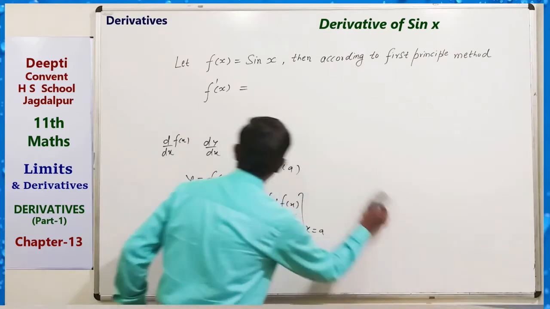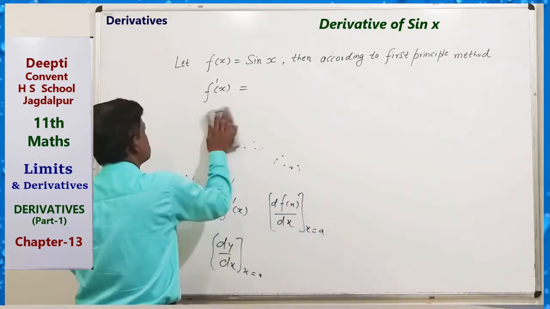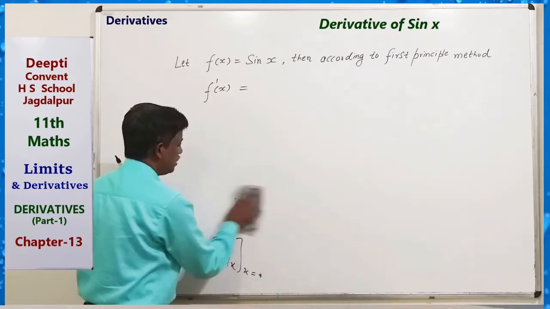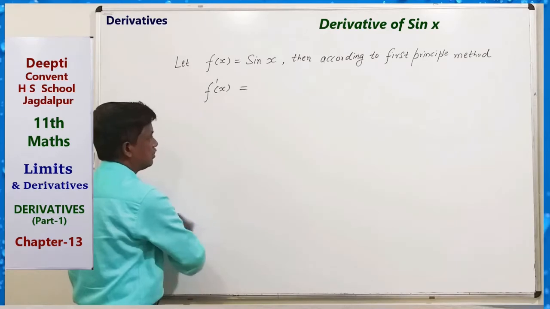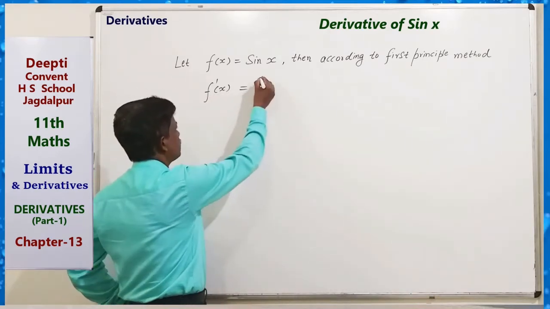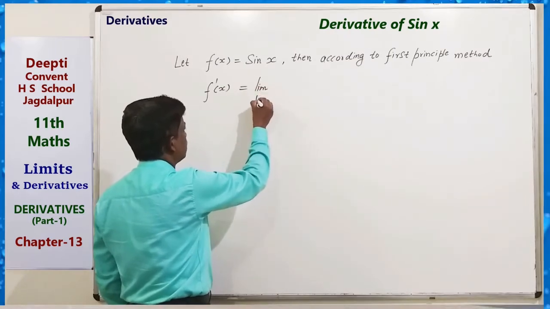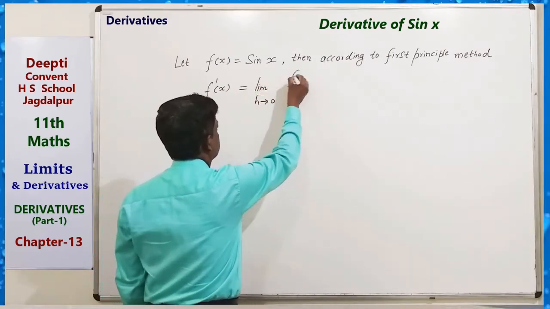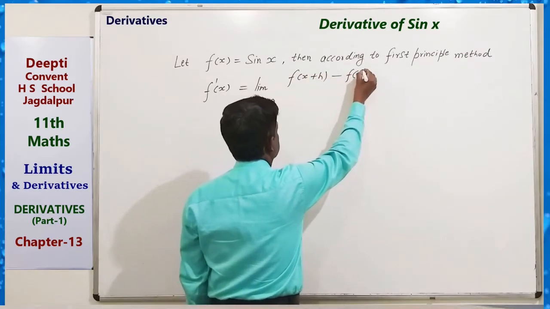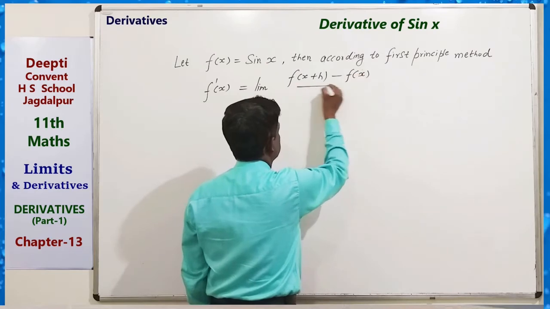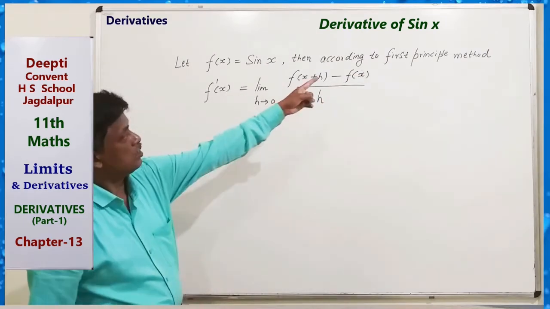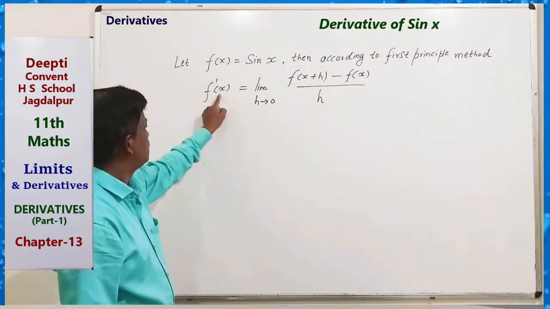Here is the general derivative, that means f of x. Here a trigonometric function, suppose sin x. We are trying to find the derivative of sin x. So f dash x equals limit h tending to 0, f(x plus h) minus f(x) upon h. This is our definition. According to the first principle method, f dash x equals this.